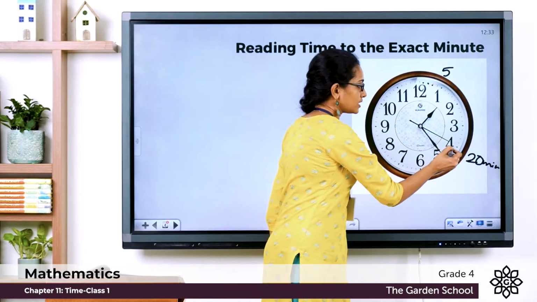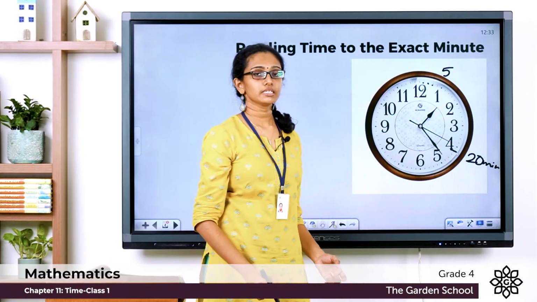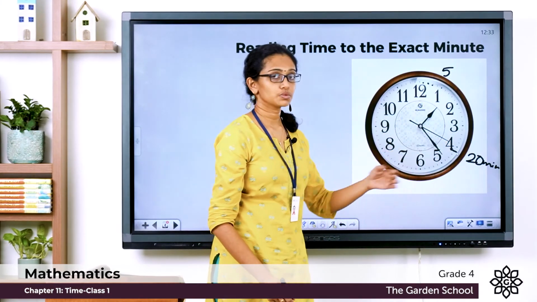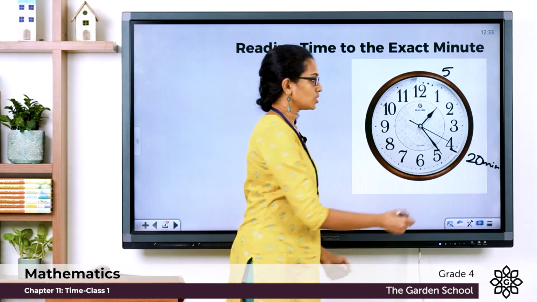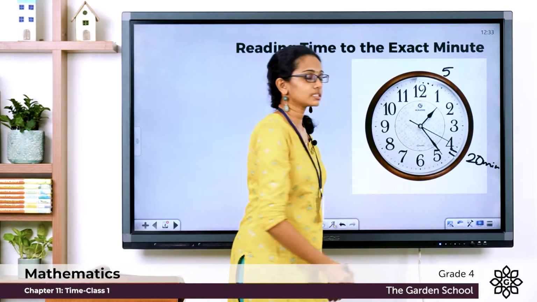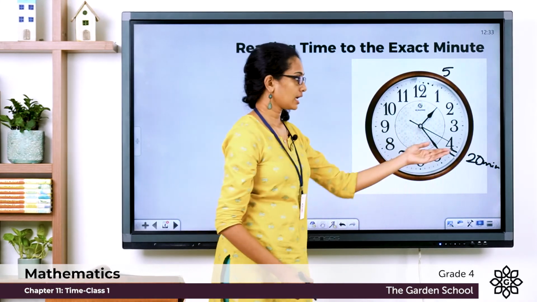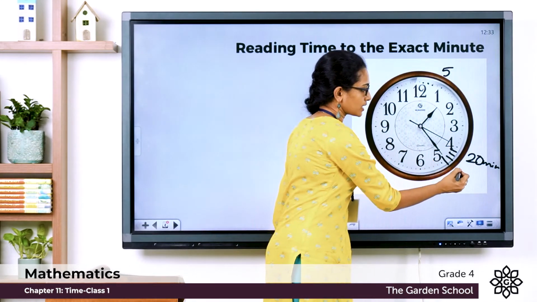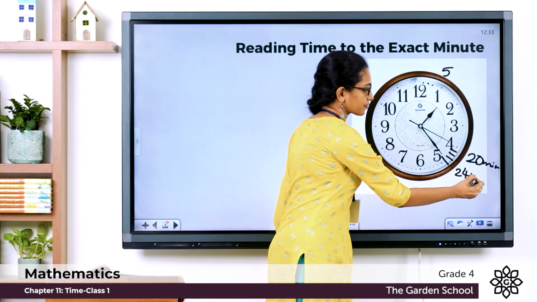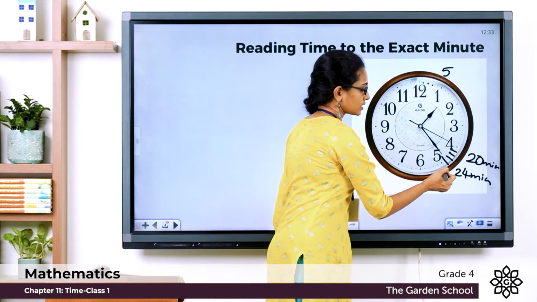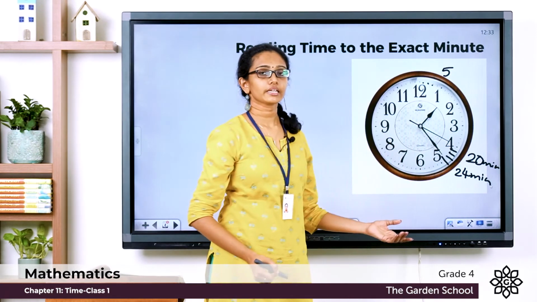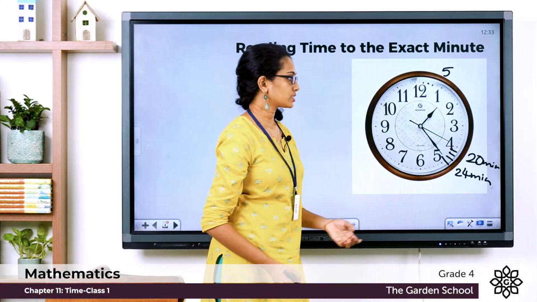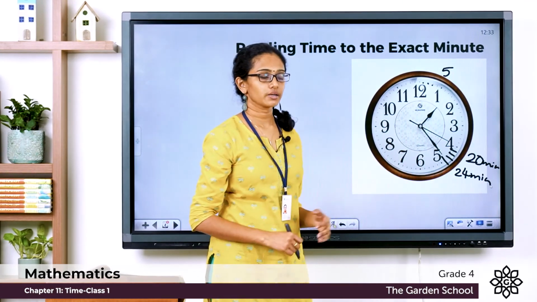So the first division after 4 means 1 minute after 20 minutes, which is 21 minutes. The second division after 4 means it is 22 minutes. The third division means 23 minutes. The fourth means 24 minutes. And the fifth division, or on number 5, it means 25 minutes. So 5 here means it is 25 minutes.